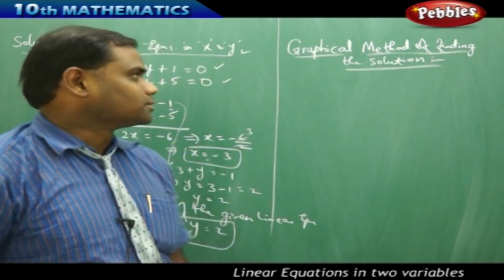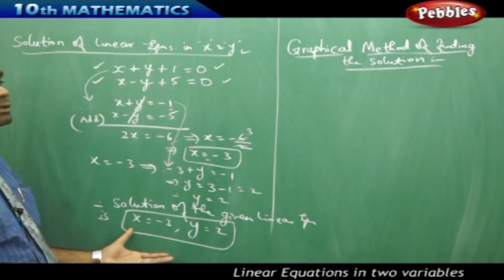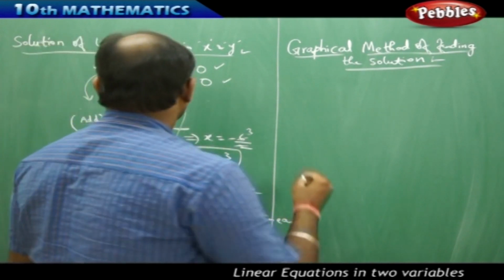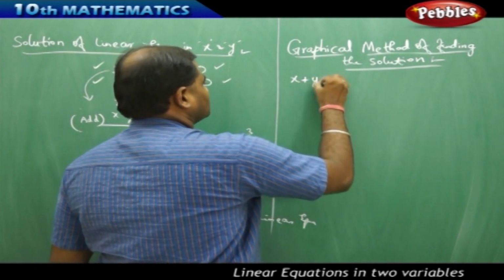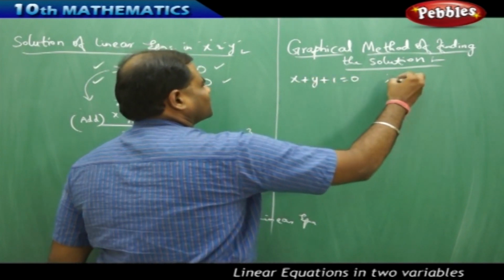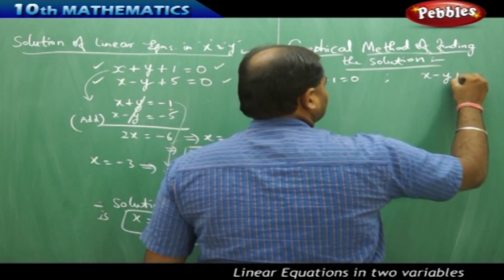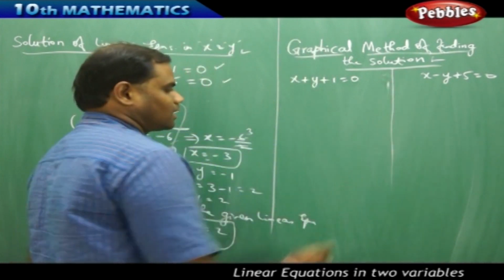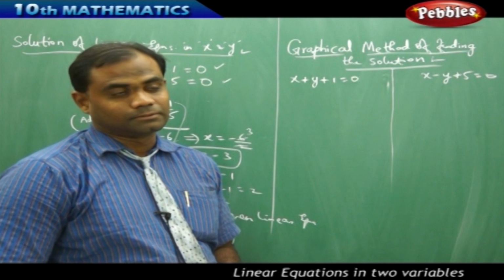Now to find the solution using the graphical method, initially let me take the similar example of the two linear equations in two unknowns x and y. To start with, x plus y plus 1 equal to 0, and then x minus y plus 5 equal to 0, as the two linear equations which I'm going to consider in solving using the graphical method.